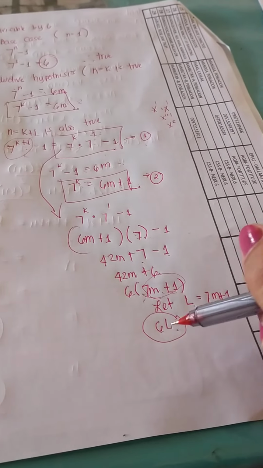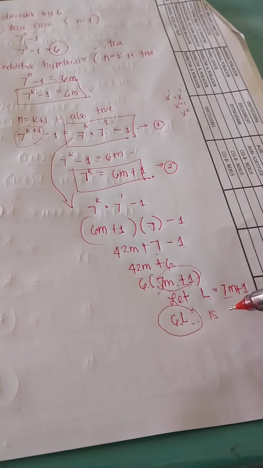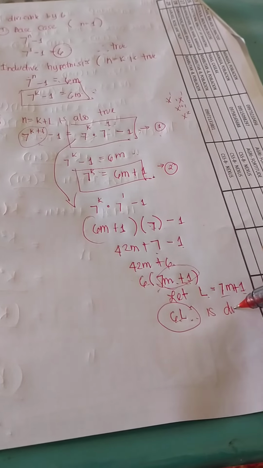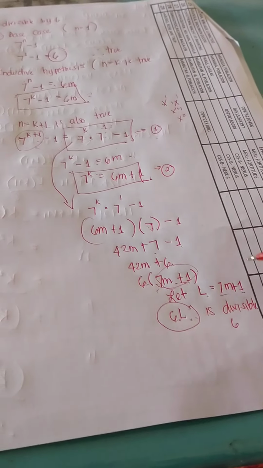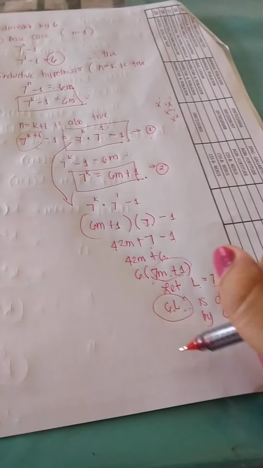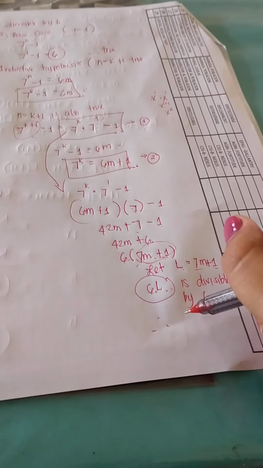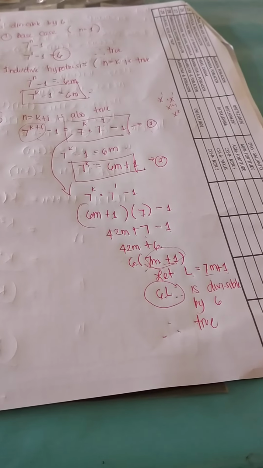So based on that, 6l is divisible by 6, right? It is divisible by 6. So, therefore, our statement is true.